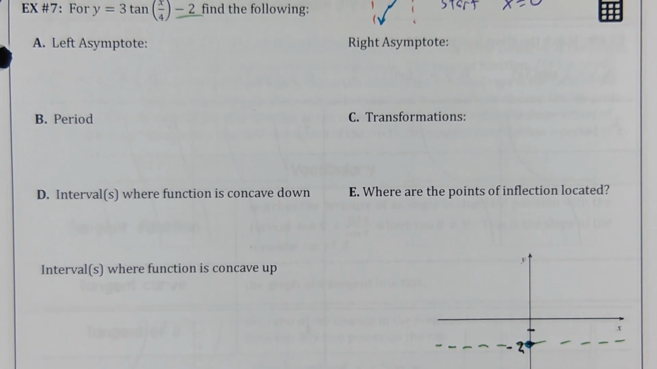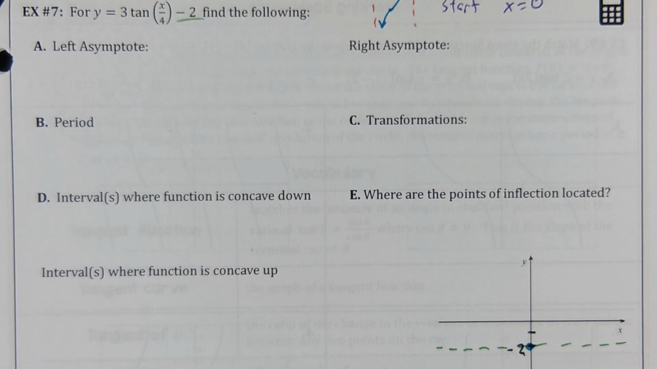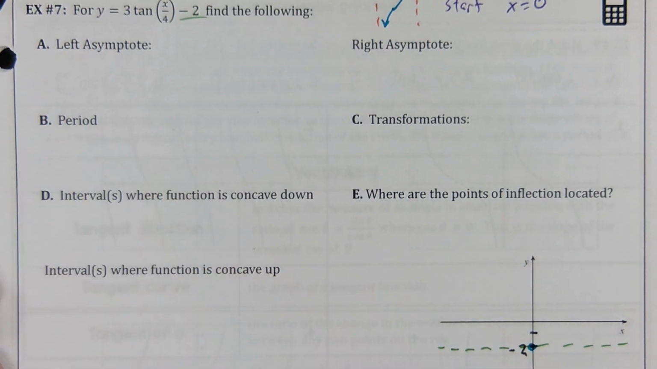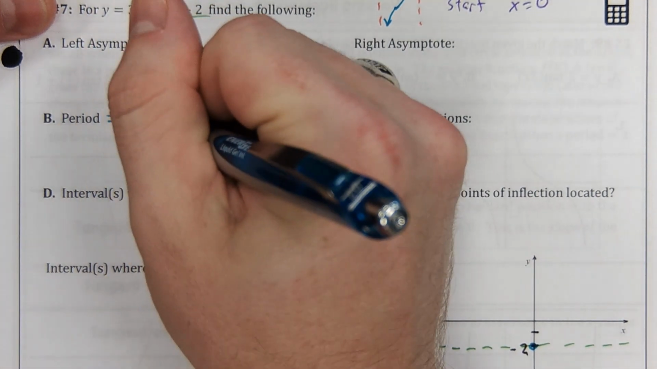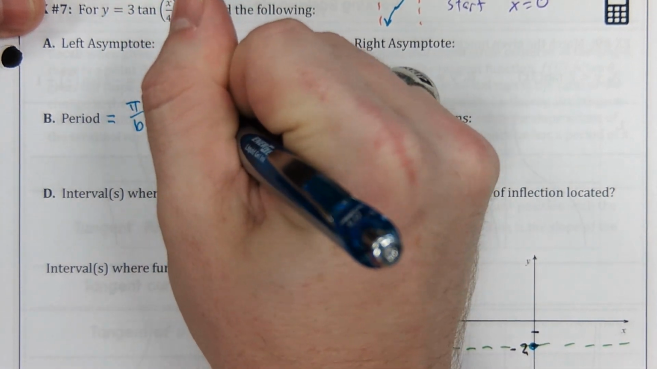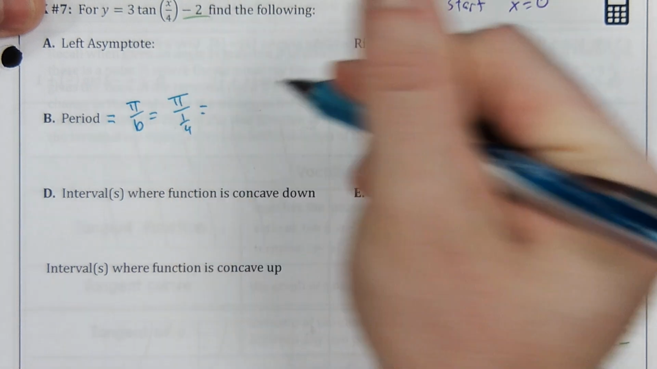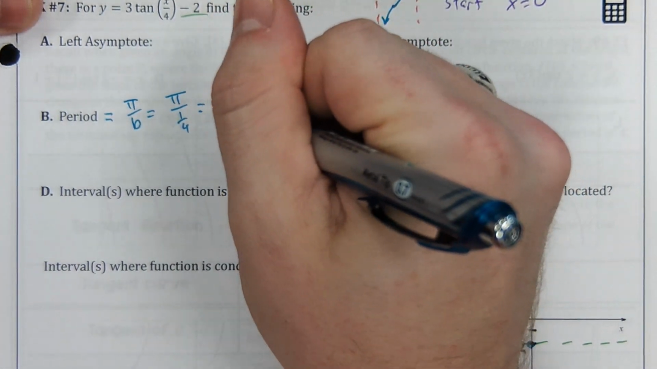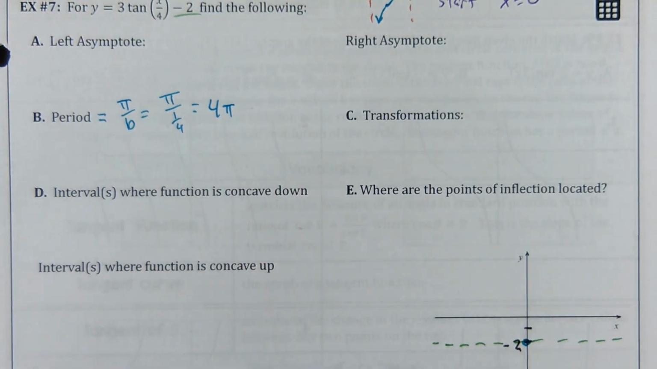Next is the period length, at least for my process, right here. So we say the period length is supposed to be pi over b, but your b value is 1/4. And when you divide by 1/4, it's the same as multiplying by 4. The period length is 4 pi. That's a huge period length.